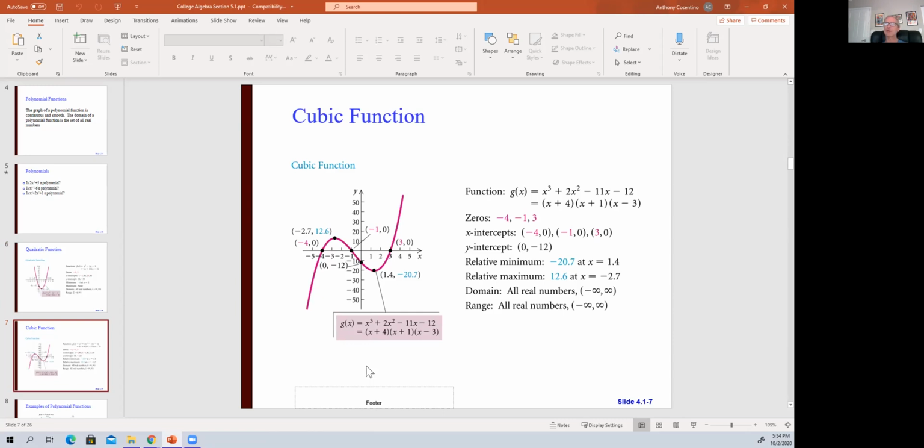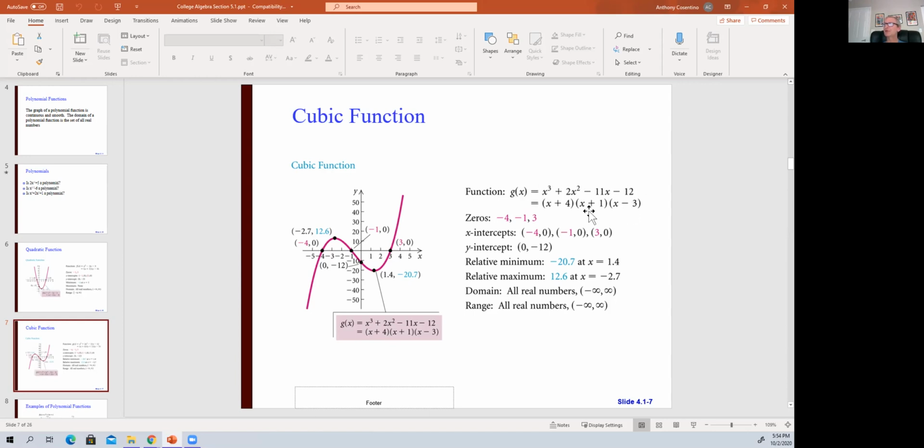But let me point out a couple things on the graph. Number 1, if you look at this equation, x cubed plus 2x squared minus 11x minus 12, our y-intercept is minus 12. And you can see that this graph passes through (0, minus 12). Very important. That's the easy calculation.